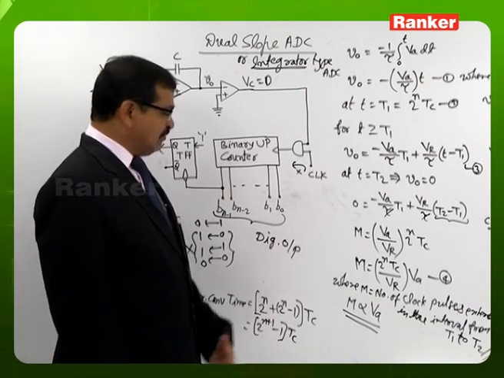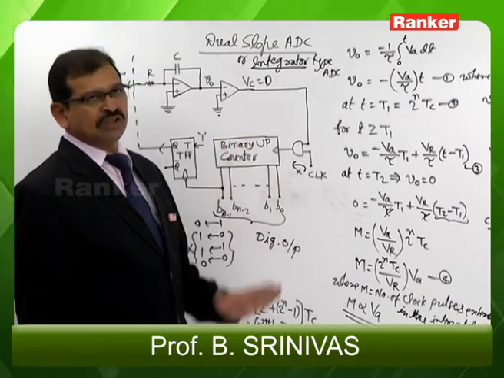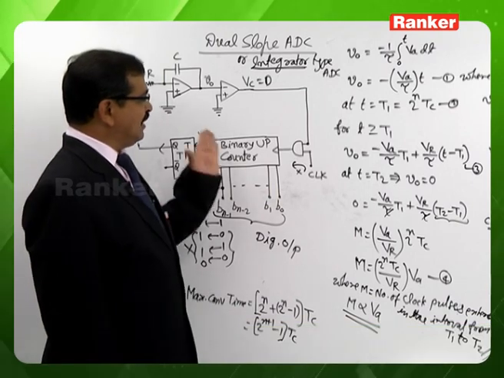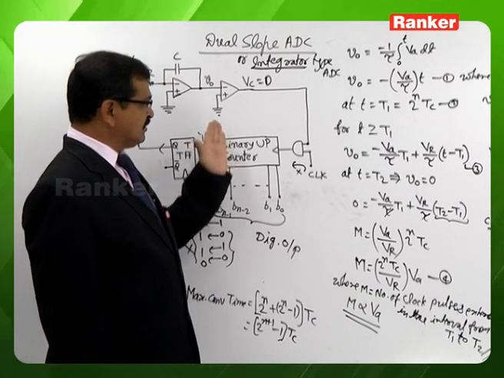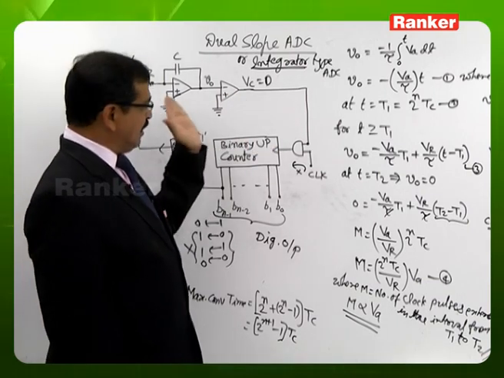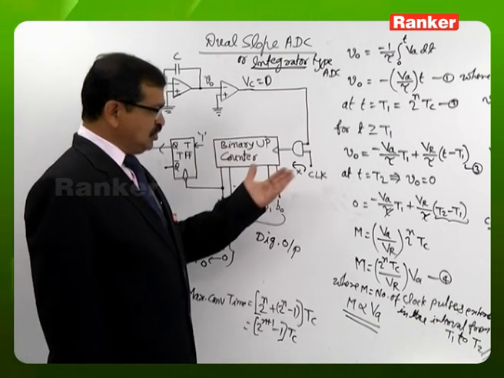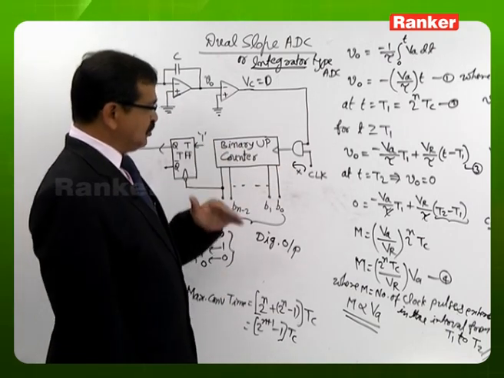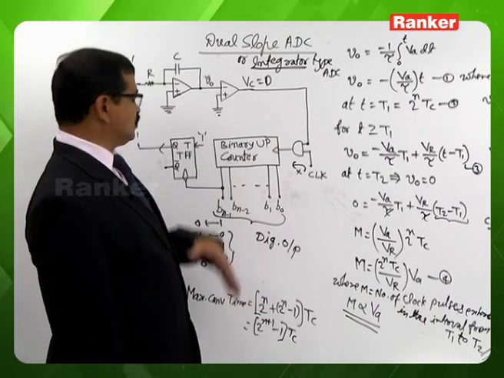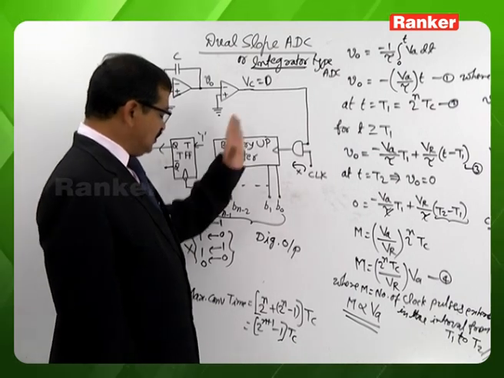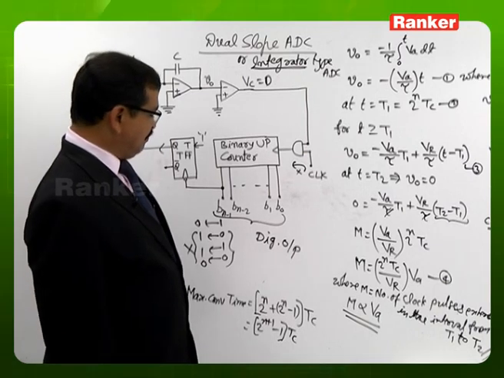And if at all we are looking at the advantages, we already mentioned, I am consolidating once again. Conversion principle is straightforward and the circuit complexity is less. Conversion accuracy is good. So these are the primary advantages of this dual slope analog to digital converter, but all these advantages come at the cost of this lengthy conversion time.